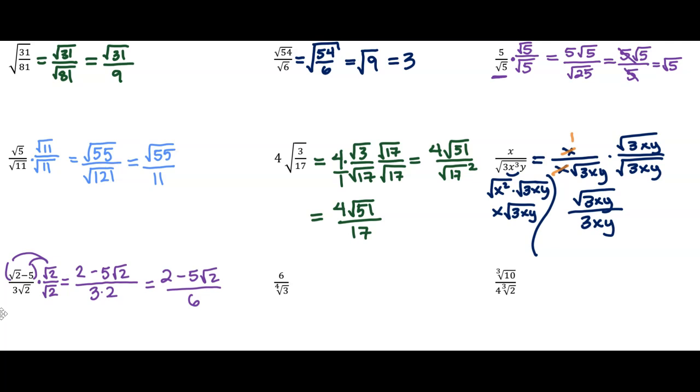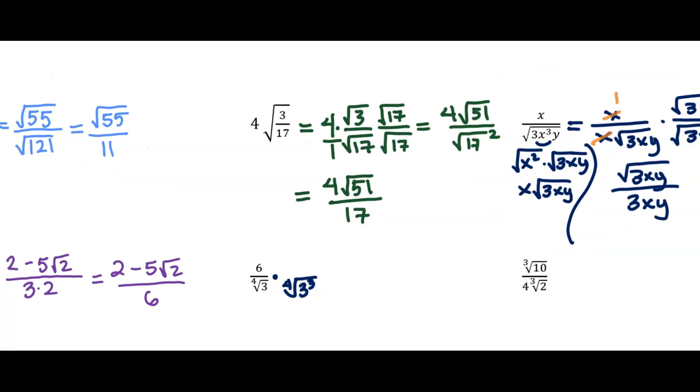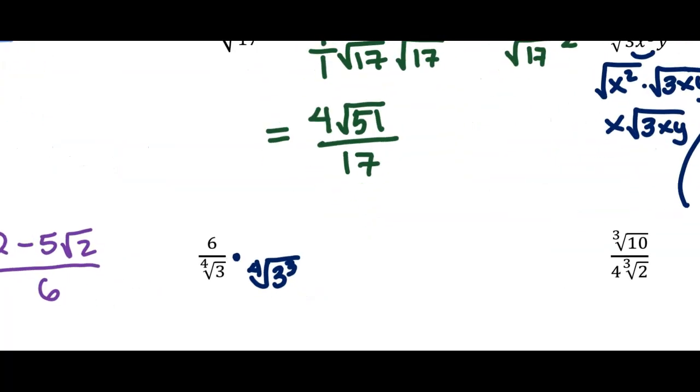So in this case, I have 6 over the fourth root of 3, which means that to make it a perfect fourth power, I actually have to multiply by the fourth root of 3 cubed. And again, you can put that cubed under the root, or you can put it outside the root. It doesn't really matter. It means the same thing. So whichever way makes more sense when you're thinking about this process is fine with me. So on the top, I'll get 6 times the fourth root of 27.